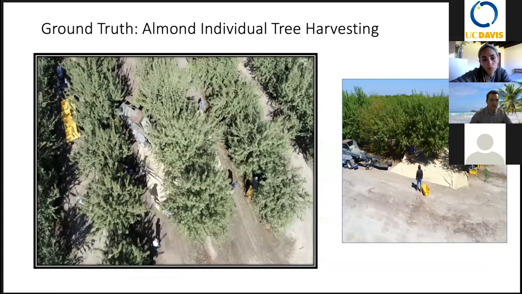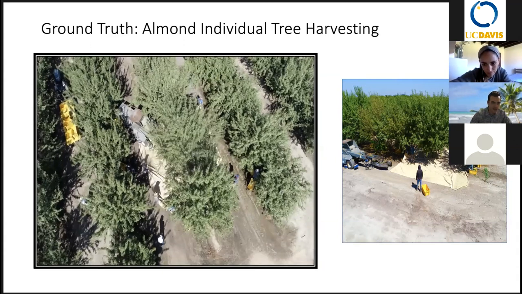So what we did, we scanned 3 almond orchards 5 times during the season. And at the end of the season, we measured yield for every single tree. So in total, we had about 1,100 trees in the experimental plot. So you can imagine how much time we have spent to do the data collection, the yield measurement per tree.